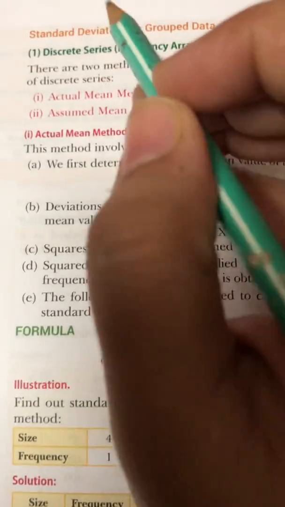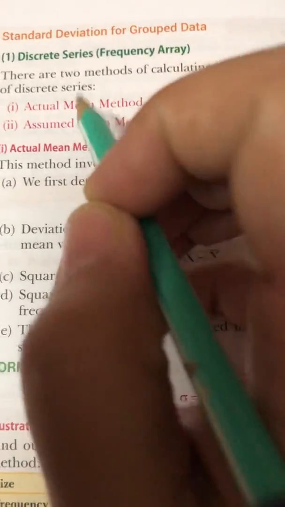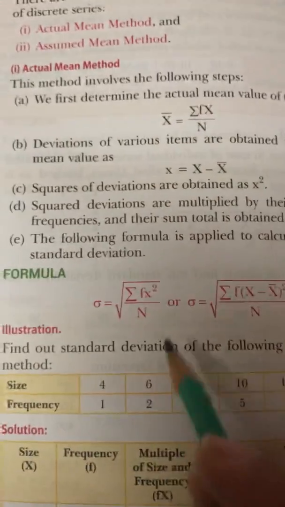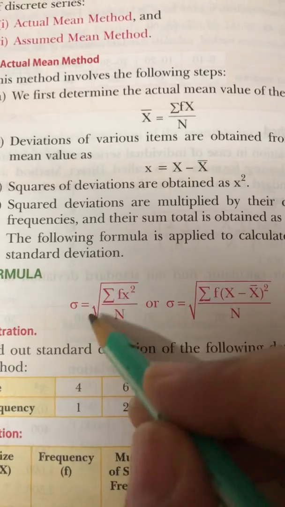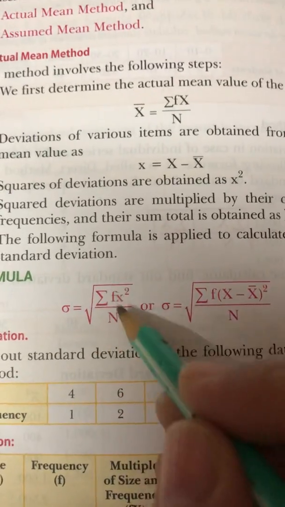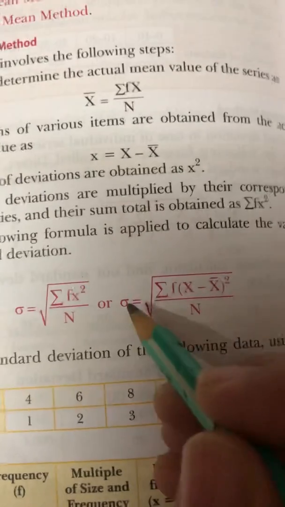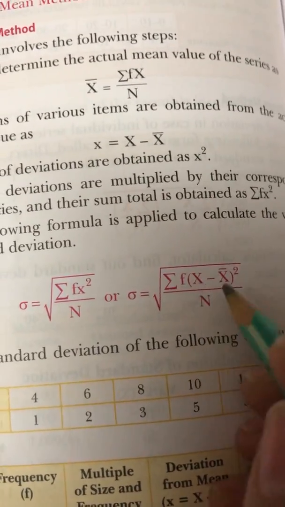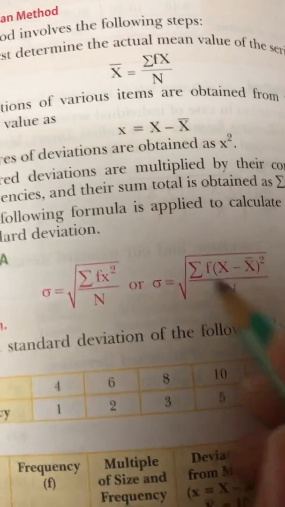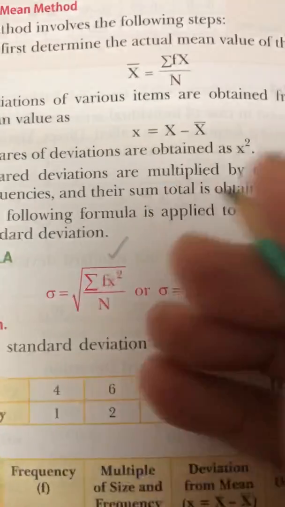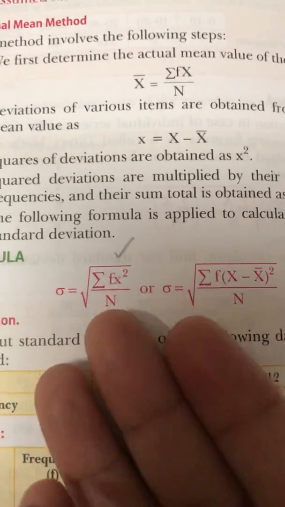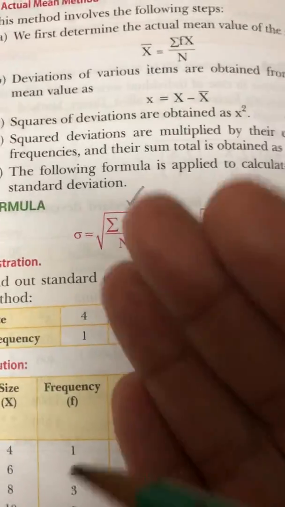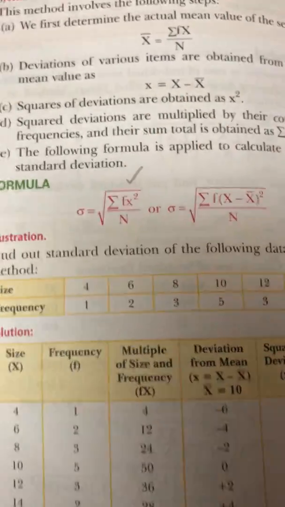Now, in discrete series, the first method to calculate the standard deviation is actual mean method. The formula is standard deviation equals root of summation fx square by n, or standard deviation equals root of summation f into (x minus mean) whole square by n. If you can remember this formula, it's actually easier. The same way we are going to calculate mean and then take the deviations from there.